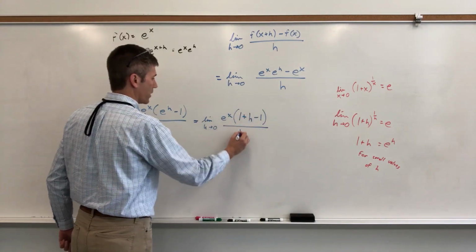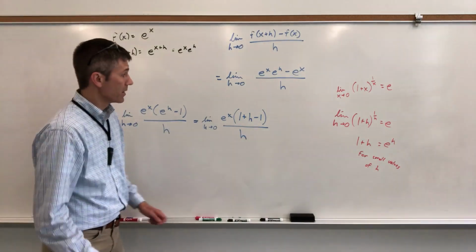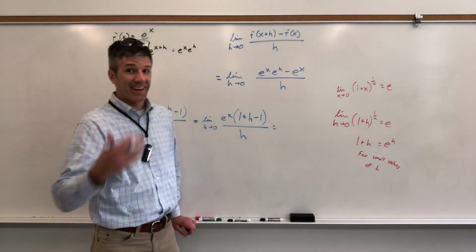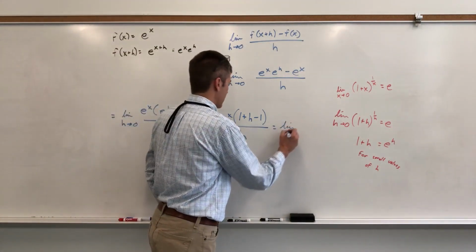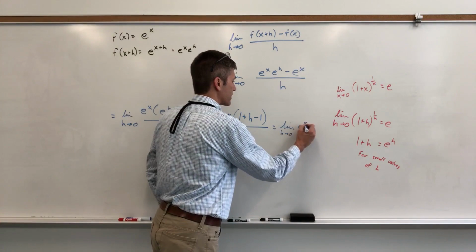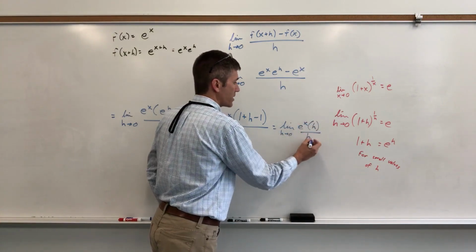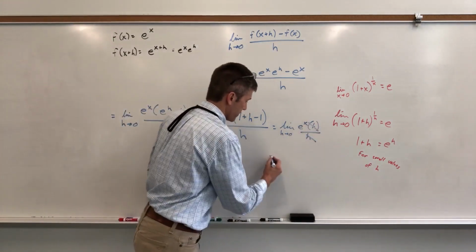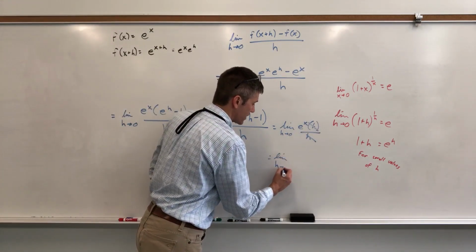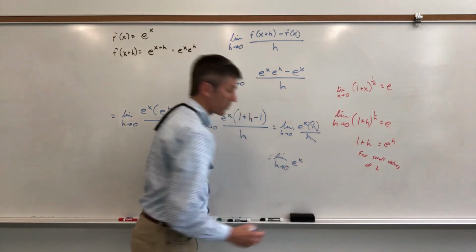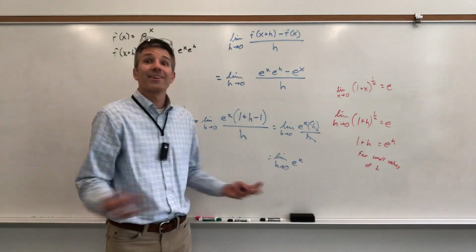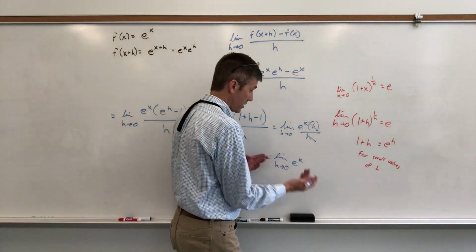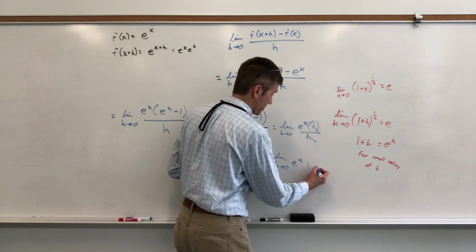You can see where this is going now. It's about to get real fun. About to get really easy, actually. 1 plus h minus 1 is, well, h. So we have the limit as h approaches 0 of e to the x times h over h. I see it, you see it, we both see it. Let's do it. We have the limit as h approaches 0 of e to the x. Well, at this point, I can plug in a 0 for h because I have no h's, so h approaches 0, and we get e to the x.